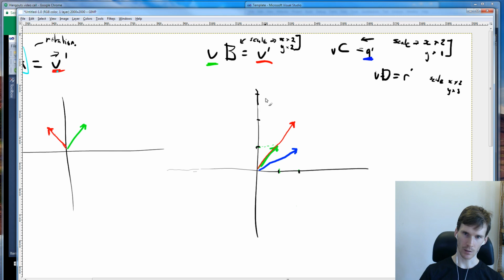How is this different than just multiplying another vector, like the 2, 3 vector? How is it different to just multiplying the components? Well, in this case, it's not. We'll multiply the x component by 2 and we'll multiply the y component by 1.